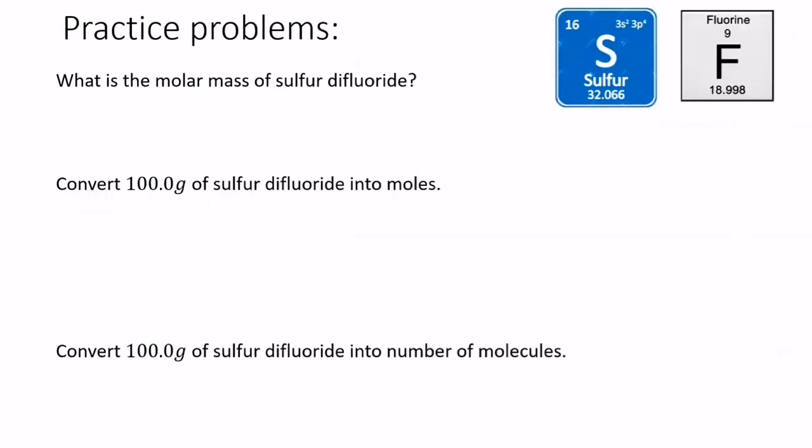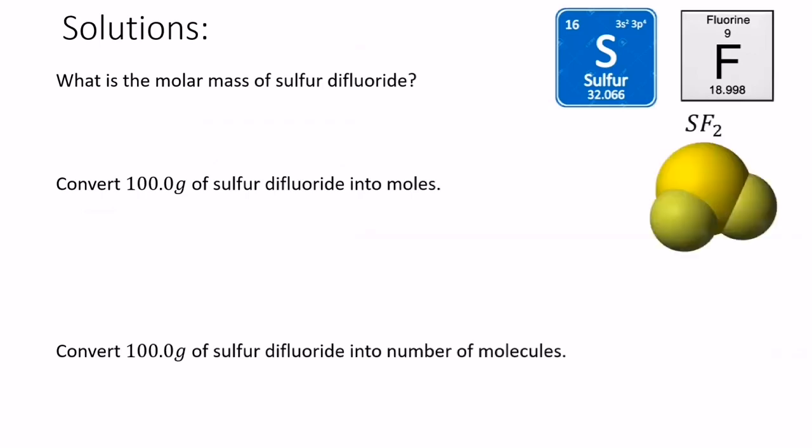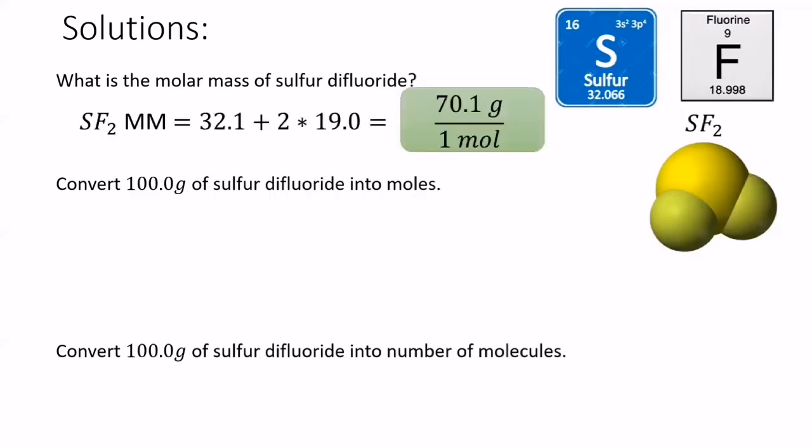Okay, pause the video, see if you can answer these questions about sulfur difluoride. To calculate the molar mass of sulfur difluoride, we first need to know the formula of sulfur difluoride, which is SF2. To calculate the molar mass, we'll take the mass of 1 sulfur and add it to the mass of 2 fluorines. Sulfur difluoride weighs 70.1 grams per mole.